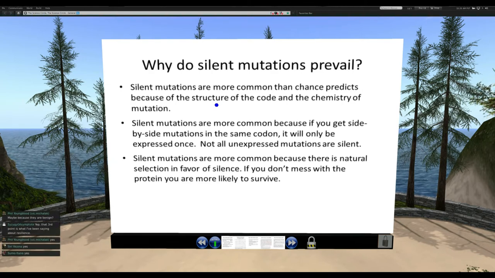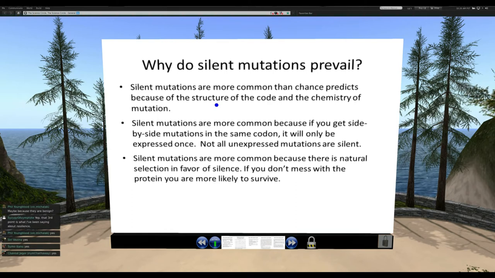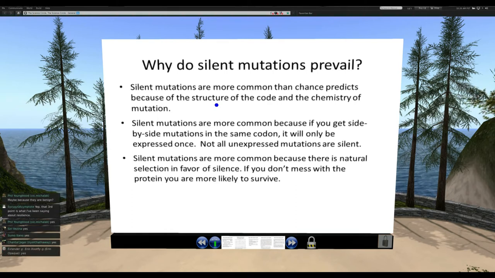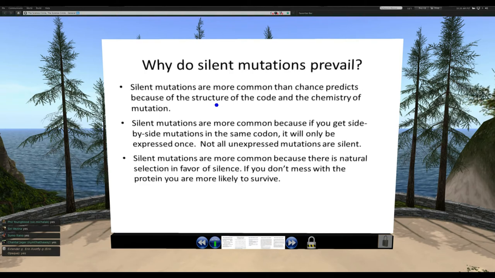All right, so three possibilities are that silent mutations may be more common because of the chemistry of mutation. That is, maybe you're just more likely to get a silent mutation than you are to get a non-silent mutation, and the code also produces a certain number of silent mutations. That's one possibility.